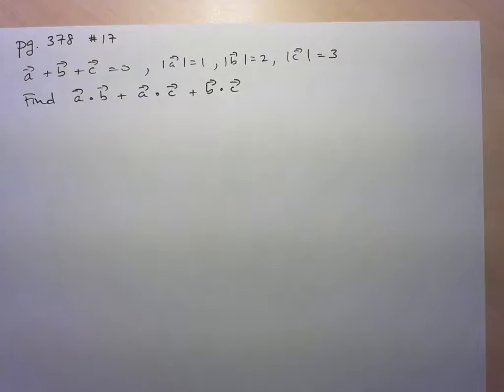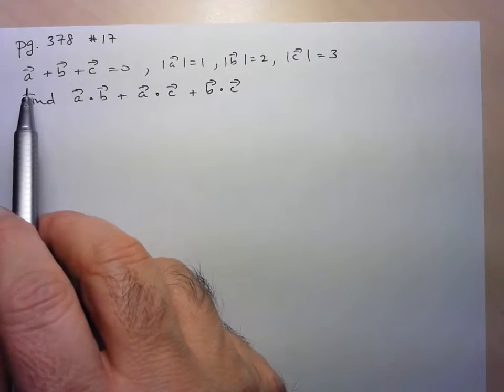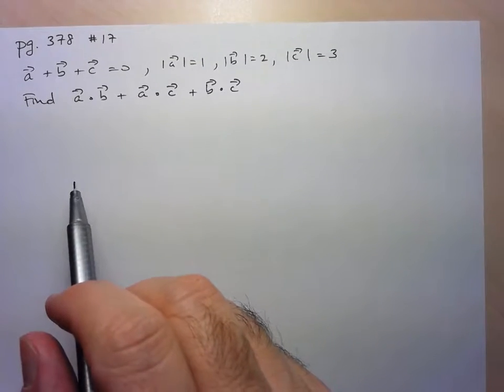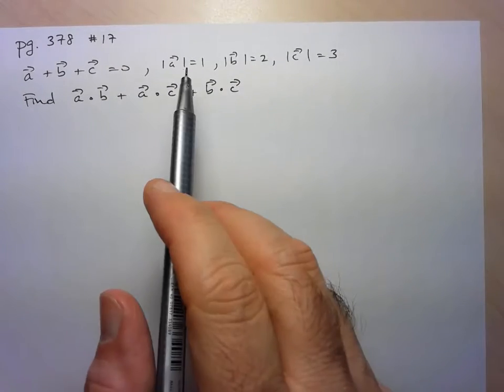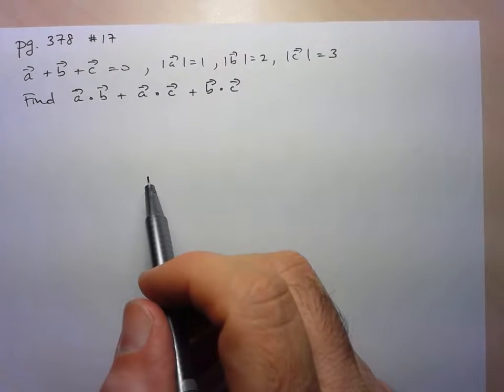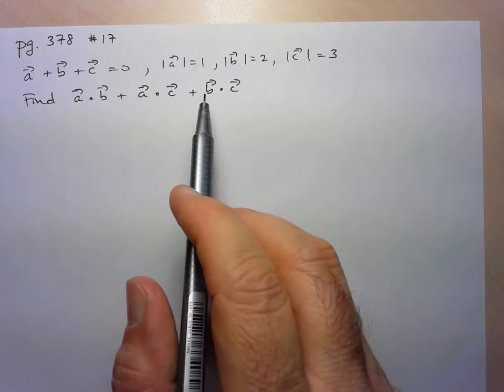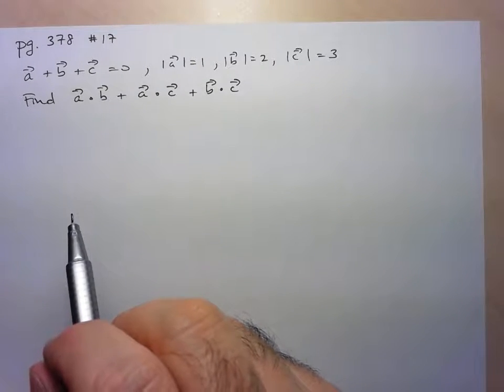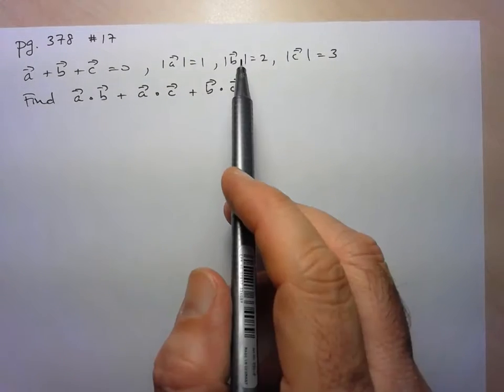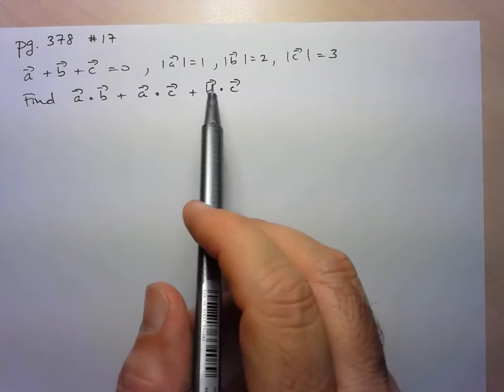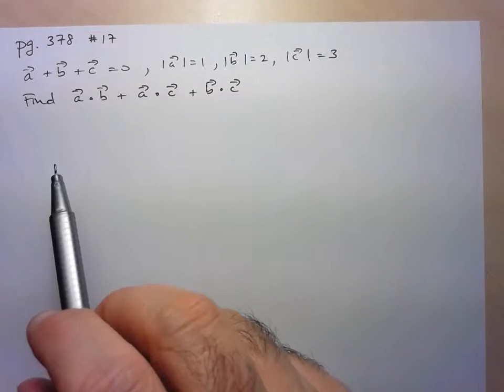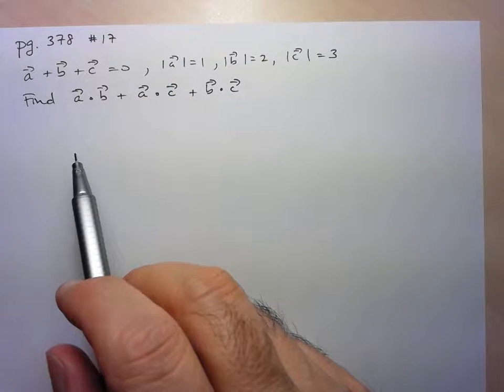Hi folks, this is a solution to number 17 on page 378. They give us this relationship between A, B, and C that they all sum up to 0. They give us the magnitudes of the three vectors, and then they want us to determine this expression here. Okay, so here I notice that I'm given the magnitudes and I'm finding a whole bunch of dot products. So at some point I'm probably going to have to figure out the angles between the vectors.